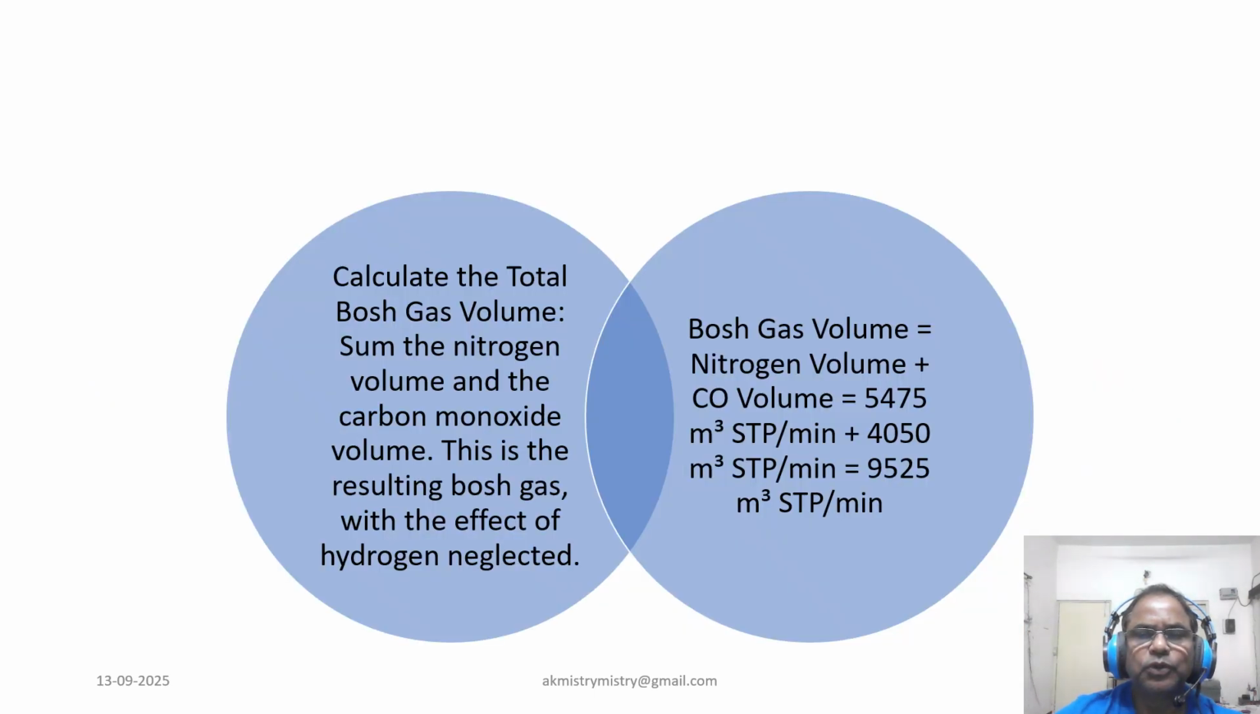Now coming to the total Bosch gas volume. Sum the volume of nitrogen, the first component, and carbon monoxide to get the total Bosch gas volume. Hydrogen we have neglected here. That is 5475 and 4050, which gives us 9525 meter cube per minute of Bosch gas. So this is the simplified Bosch gas volume. Later hydrogen and minor gases could be added for more accuracy, but this base method is operationally robust.